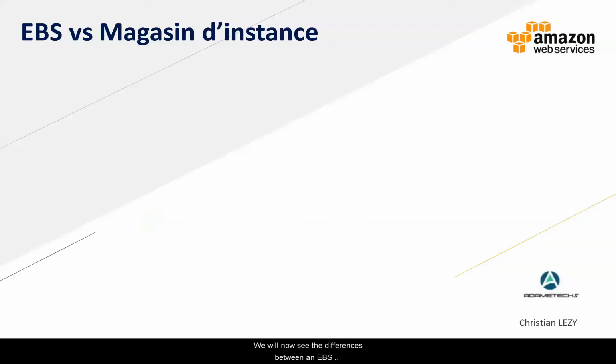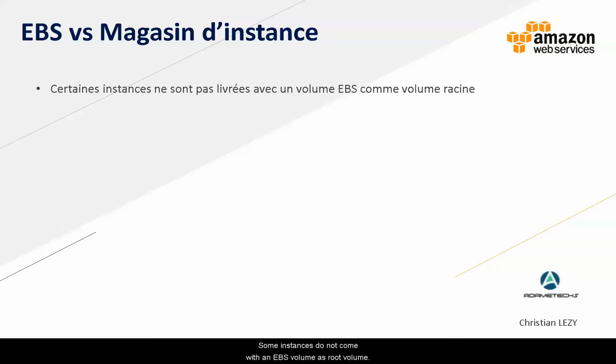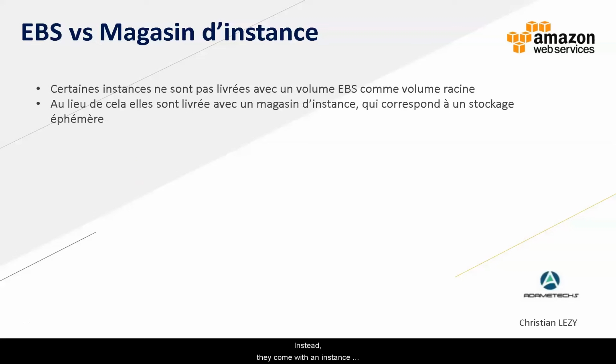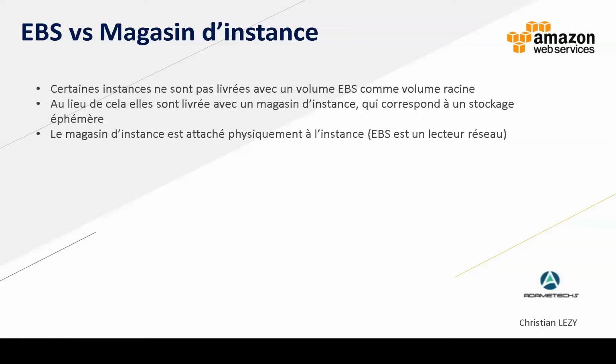We will now see the differences between an EBS volume and an instance store. Some instances do not come with an EBS volume as root volume. Instead, they come with an instance store that corresponds to ephemeral storage. The instance store is physically attached to the instance, so think of it as a physical hard drive that is in the same computer rack as the server where your instance is located. While the EBS volume is a network drive.